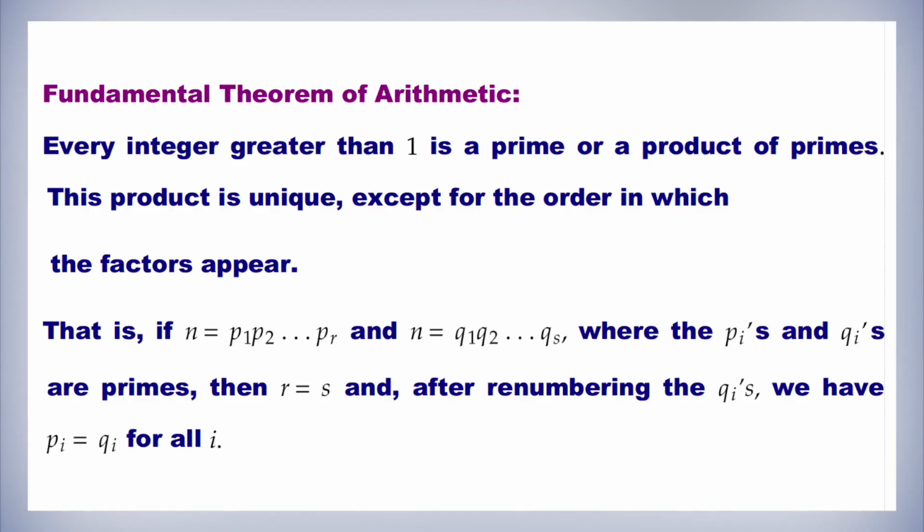Now let us start the study of those integral domains in which an analog of the fundamental theorem of arithmetic holds. First, the fundamental theorem of arithmetic: every integer greater than 1 is a prime or a product of primes. This product is unique except for the order in which the factors appear. That is, if n equals p1, p2 and so on up to pr, and n equals q1, q2 and so on up to qs, where the pi's and qi's are primes, then r equals s, and after renumbering the qi's, we have pi equal to qi for all i.